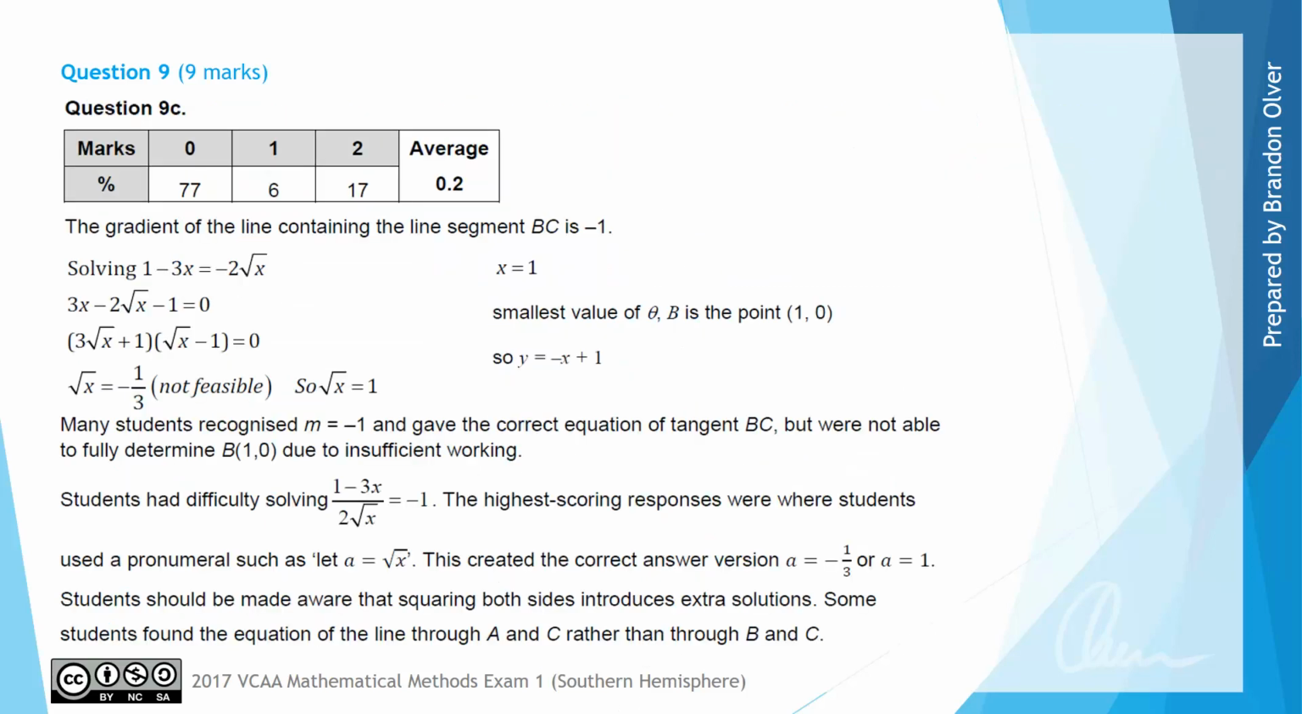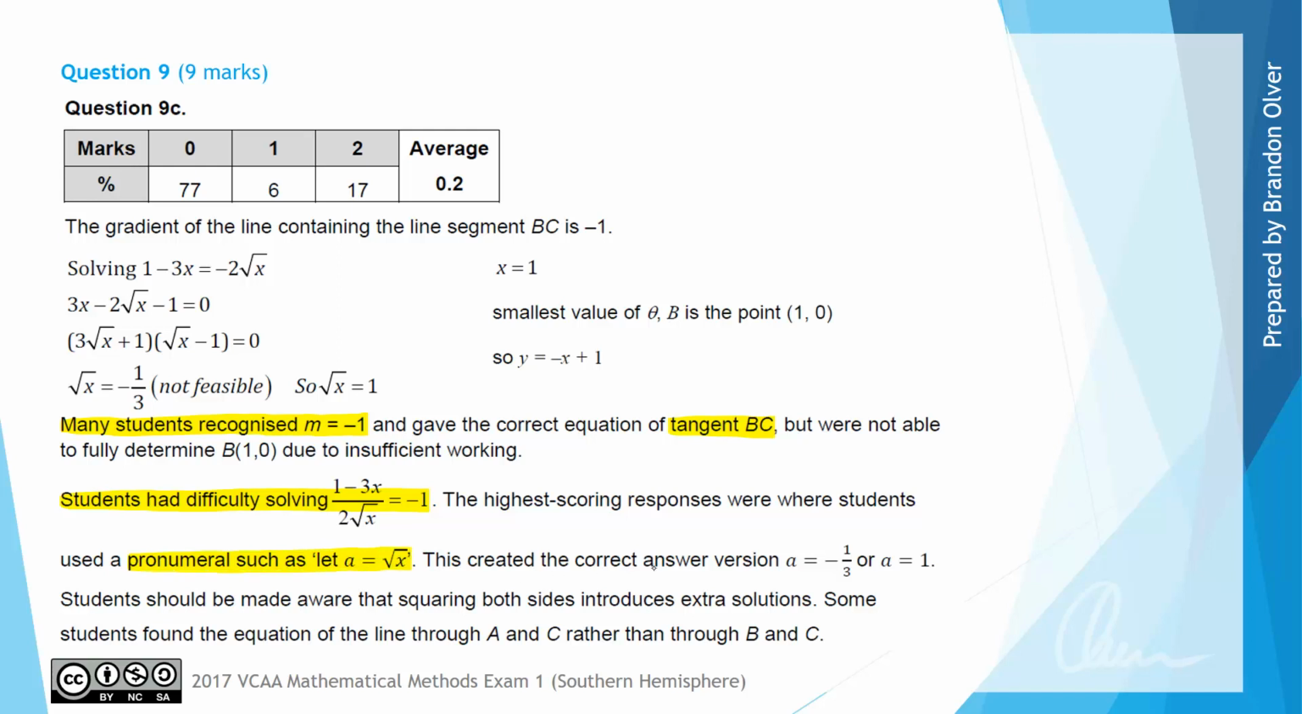From the examiner's report, we can see that 17% of students got full marks for this question, and a large percentage, 77%, got no marks for this question. Many students recognised that m equals -1 was the correct gradient that we needed for the tangent BC, but were unable to fully determine the point B due to insufficient working. Students had difficulty solving the gradient equation equal to -1, and the highest scoring responses were students who used a pronumeral such as let a equal the square root of x to help in their working.